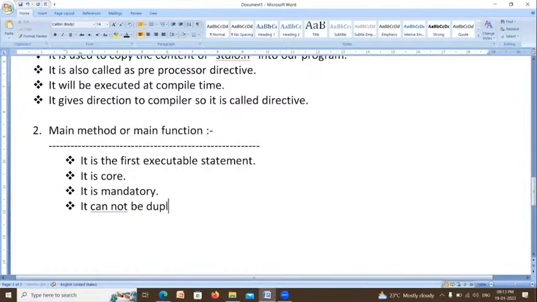It cannot be duplicated. Duplication of main methods doesn't allow. It cannot be duplicated means you can write the main method only one time.